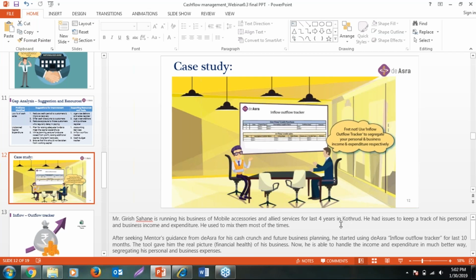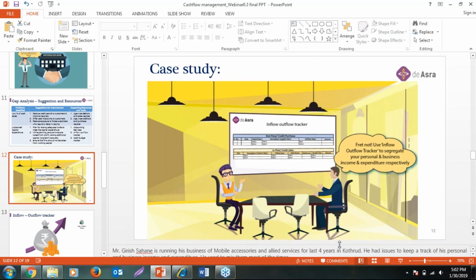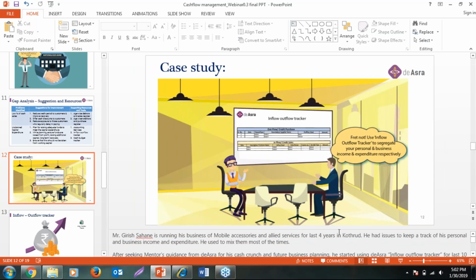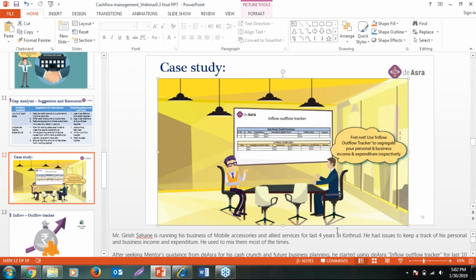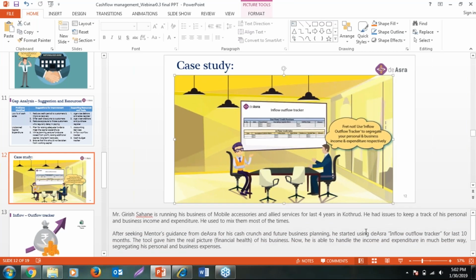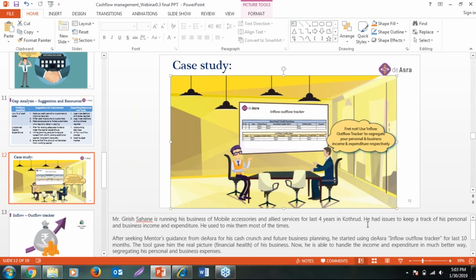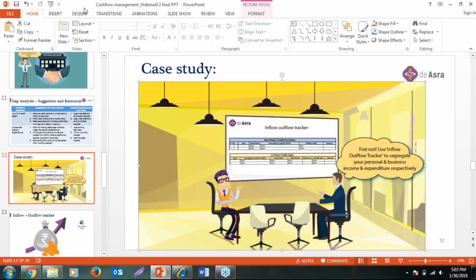We suggested he use our inflow outflow tracker, which is in Excel format. Our Udyog Mitra explained to him how to use it, and we suggested he notify us if there is any problem. So the inflow outflow tracker was given to him. For the last 10 months, we suggested he keep on repeatedly using it. The tool gave him the real picture of the financial health of his business. He started maintaining his expenses, and now he's able to handle income and expenditure in a much better way. He's able to segregate his business expenses as well as his personal expenses.